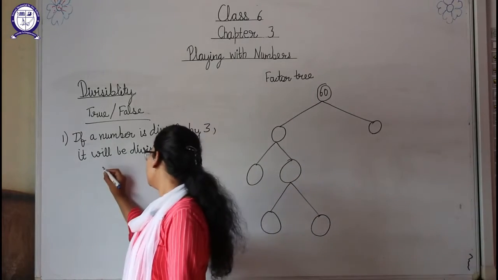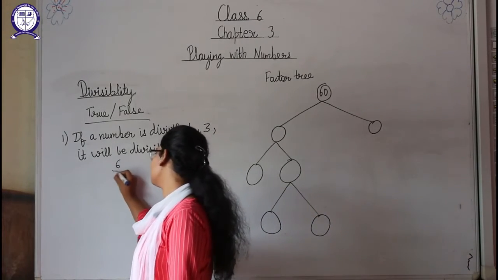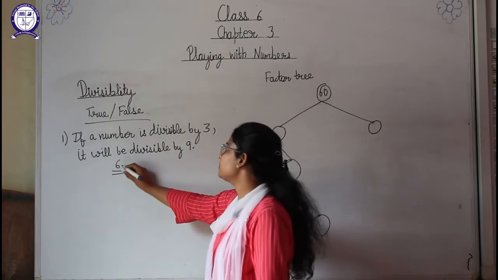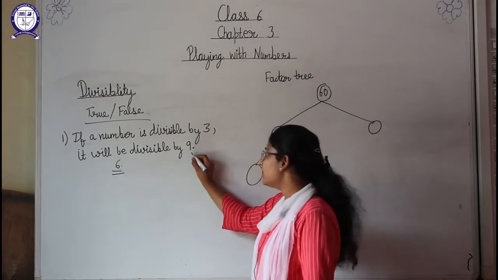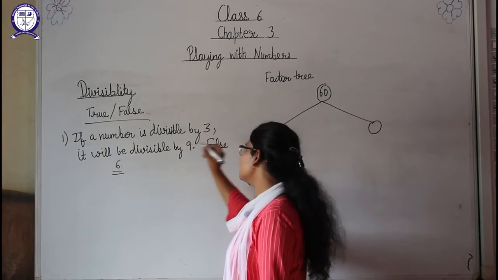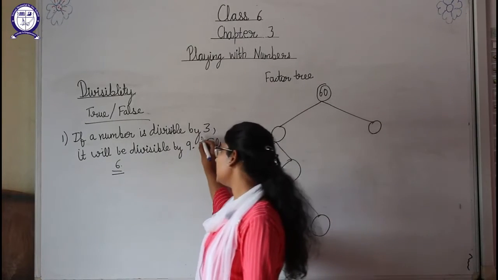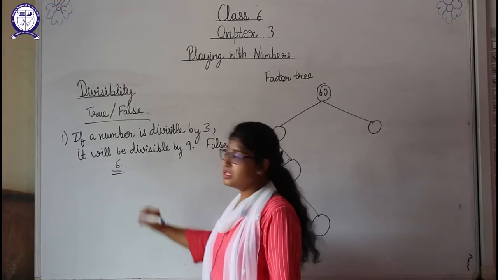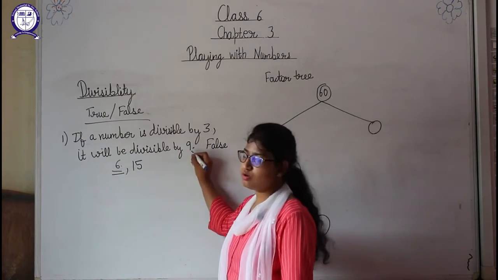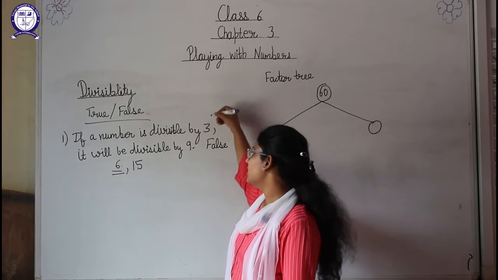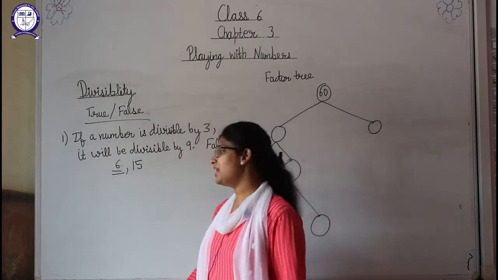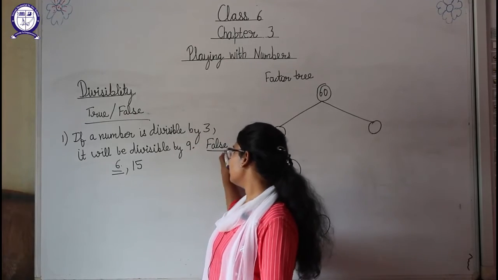Suppose here the number is 6. 6 is divisible by 3, students. Is 6 divisible by 9? No. It means this statement is false, because here 6 is divisible by 3, but it is not divisible by 9. Similarly, if we take 15, is 15 divisible by 9? No, but it is divisible by 3. It means all the numbers which are divisible by 3 are not divisible by 9. So this statement is false.